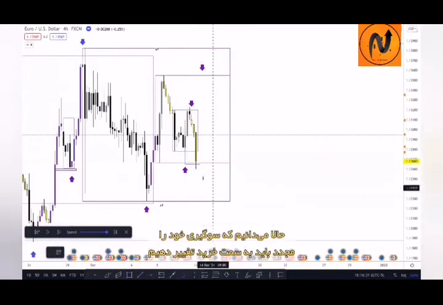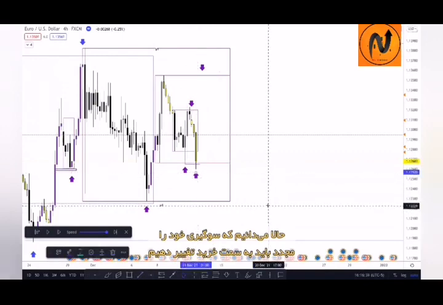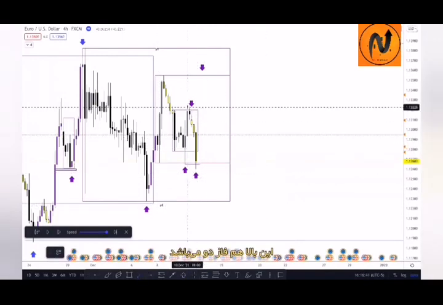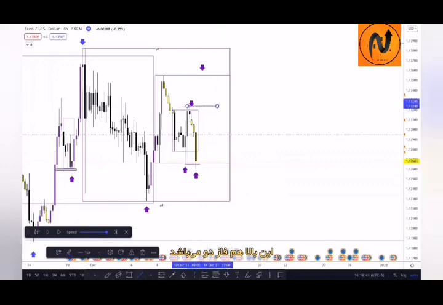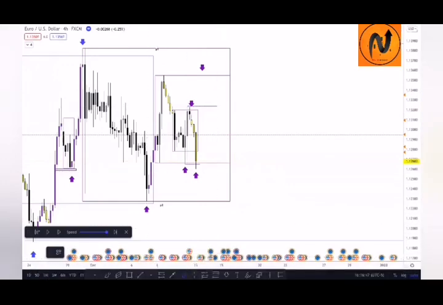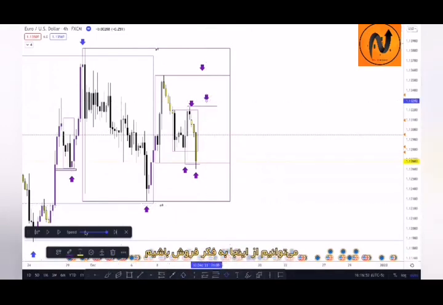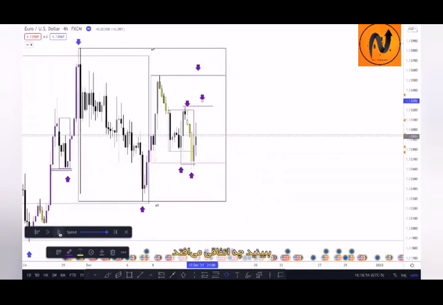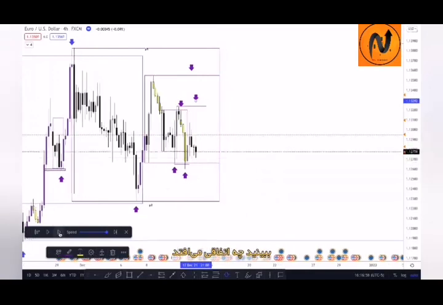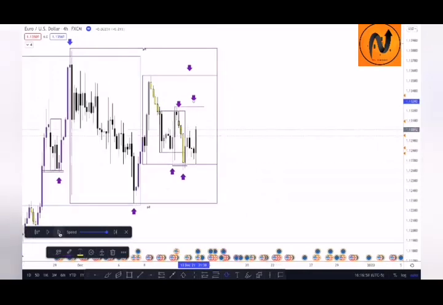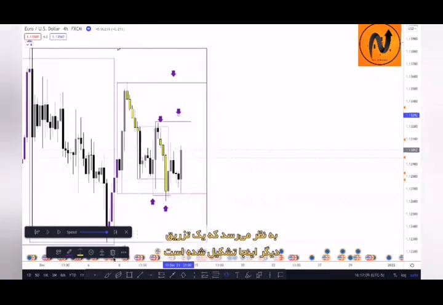Right? So now we know to switch our bias back into buys. Right? And even up here is also phase 2. You know, we can start looking for more shorts here. Watch what happens. And it even looks like we have another injection that formed right in here.